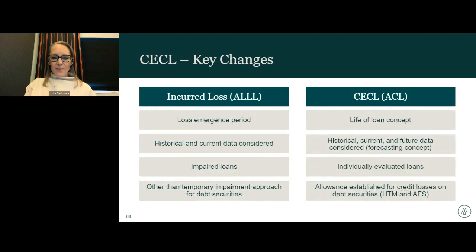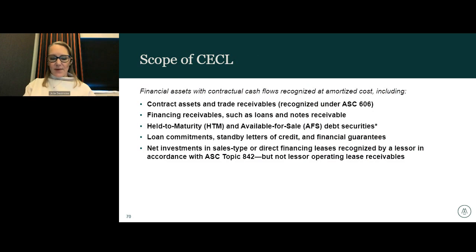So let me get to the really important part of this. This is just some additional slides and information, but this is the one that I really want to key in on, because this is what brings into the scope of the standard. The very first one is probably the most impactful to the majority of our entities: contract assets and trade receivables. If you have trade receivables or contract assets, then you're going to have to bring this into scope. We're going to have to talk about the CECL model.